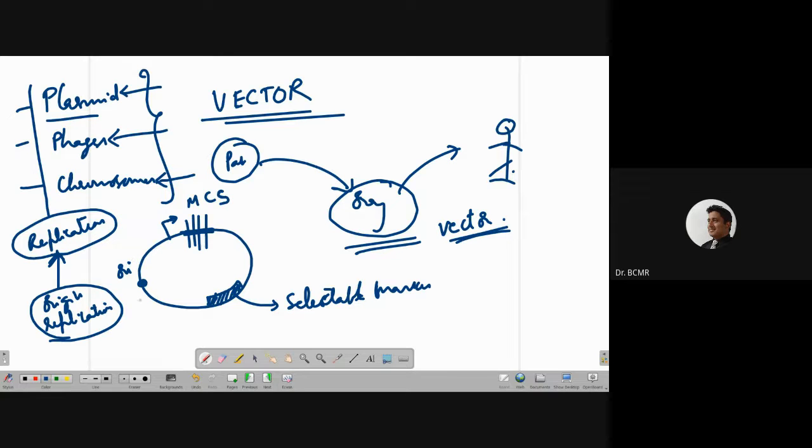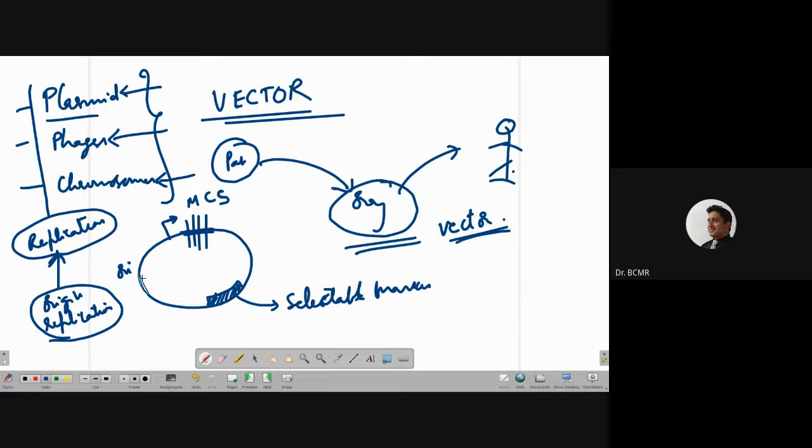If we cut this out, if this origin of replication is not there, then nothing is going to happen to it. It will remain the same single copy. It may exist as long as it is, but it is not going to form more copies, and there is no cloning then.